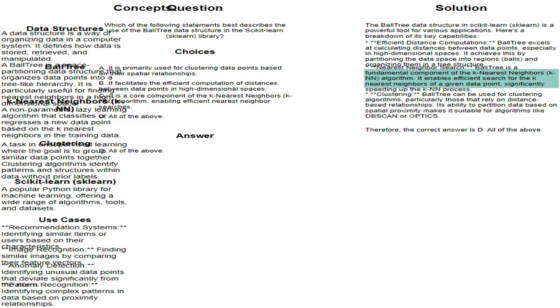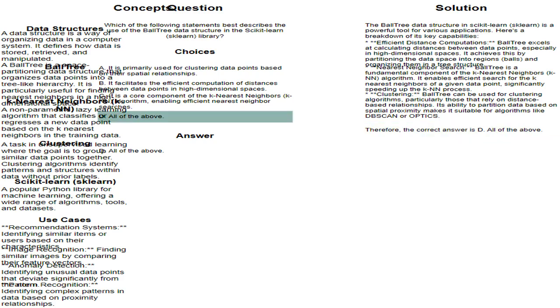Correct. As all the above statements are true, this is the correct answer. Ball tree is versatile and supports efficient distance calculations, nearest neighbor searches, and clustering. Therefore, the correct answer is D. All of the above.